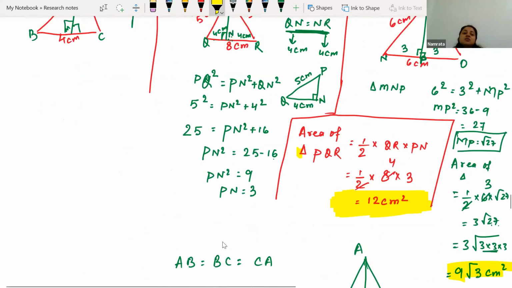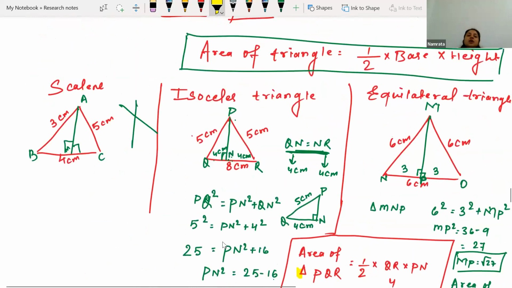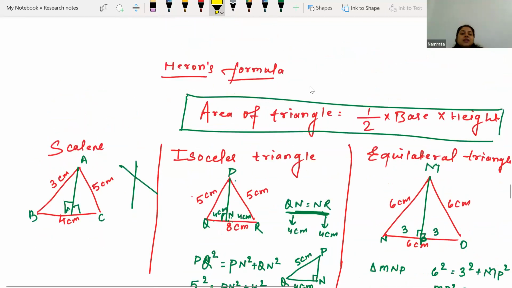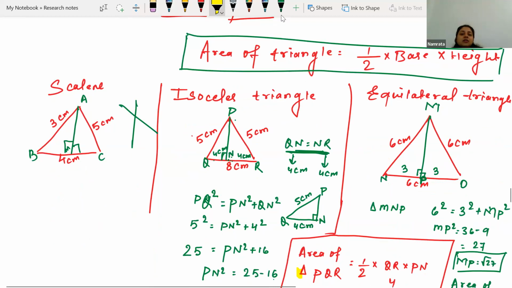Now the problem was scalene triangle. We were not able to apply the older formula over here. So for this scalene triangle, we need to use Heron's formula because calculating height over here was not possible. So easily we can use Heron's formula once all the sides are known. So again, we can find the scalene triangle area.